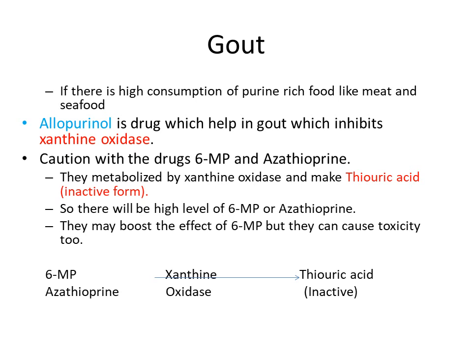We have to be cautious in using this drug with 6-MP and azathioprine, because they are metabolized by xanthine oxidase and make thiouric acid, which is an inactive form. So there will be high levels of 6-MP and azathioprine. They may boost the effect of 6-MP, but they can cause toxicity too. This combination can be used intentionally in some cancer patients. That will boost the effect of 6-MP and azathioprine.